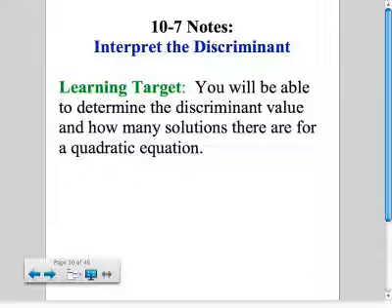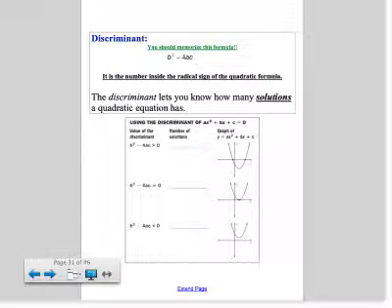Section 10.7, we're going to look at interpreting the discriminant. The discriminant is something that is going to allow you to determine the number of solutions of a quadratic equation before you even go through the solving process. That way you know how many solutions you should have.